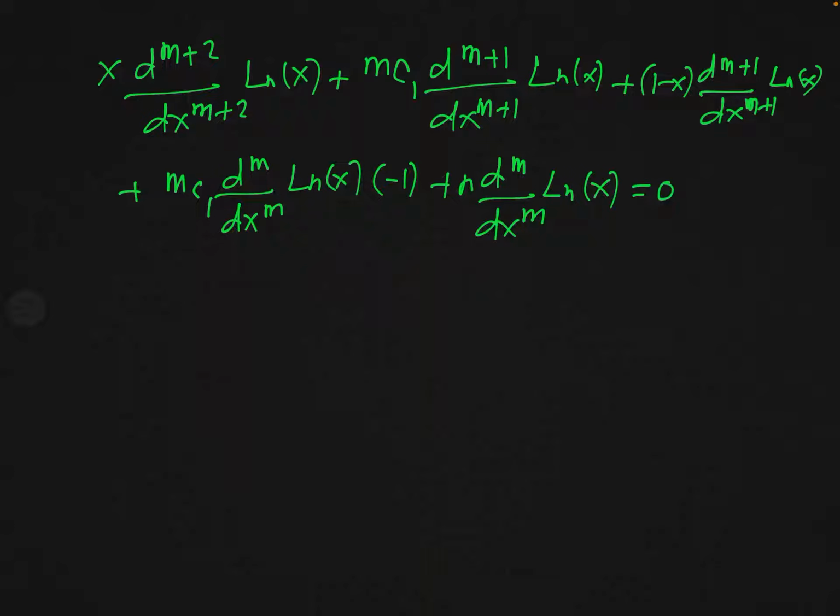And for this, definitely n should be greater or equal to m, because if n will be less than m, then all terms will be in fact 0. So n must be greater or equal to m.